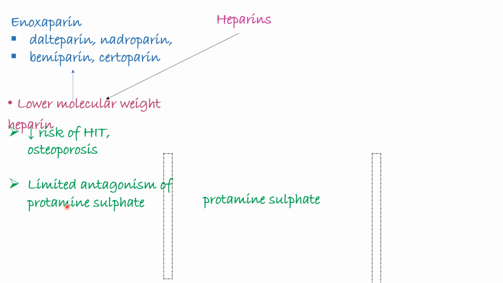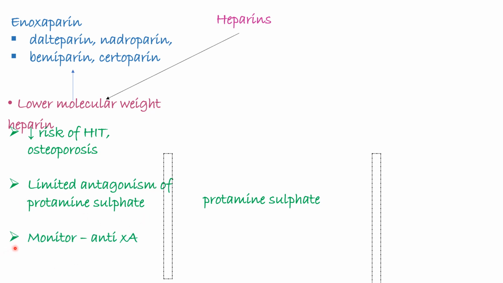In addition to that, the reversal drug or the antidote that we use in terms of low molecular weight heparin and unfractionated heparin, because just let me tell you, unfractionated heparin is a larger molecule, and from it we get low molecular weight heparin. So they share similar characteristics, but sometimes they do differ. In terms of the reversal, on board we usually use protamine sulfate, but in terms of low molecular weight heparin, it has limited antagonism.